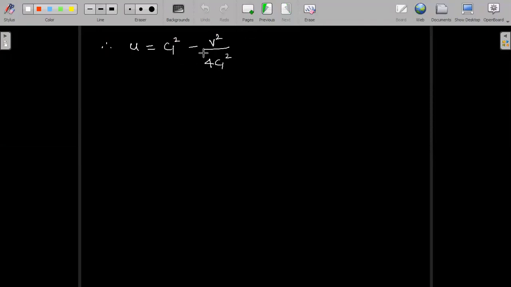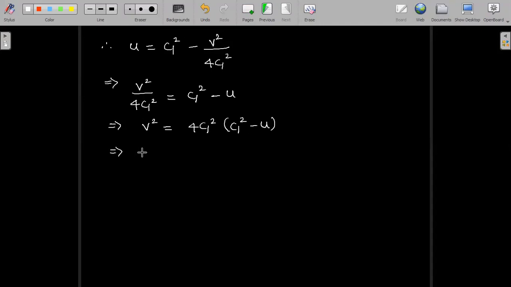Let us take this v square by 4C1 square to the other side and try to simplify further. So this gives us v square divided by 4C1 square is equal to C1 square minus u, or we can write v square as 4C1 square into C1 square minus u, or taking a negative sign outside on the right hand side, minus 4C1 square into u minus C1 square, taking a minus sign common.